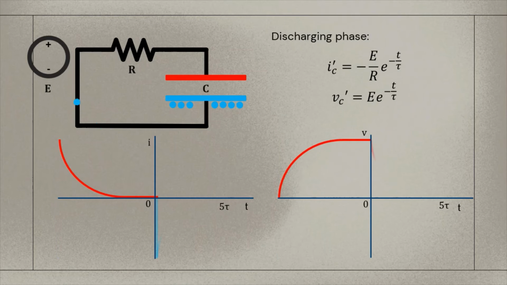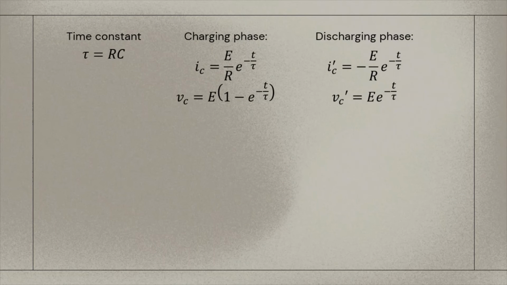When the power source is shorted, the capacitor enters its discharge phase. After 5 time constants, its voltage returns to near zero and its current, flowing in the opposite direction, starts at the maximum negative and eventually becomes zero. Now, with all the formulae available, let's try solving the example.